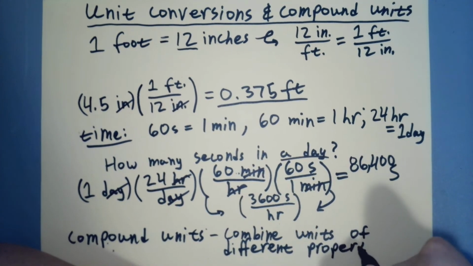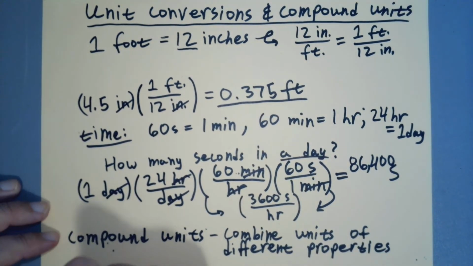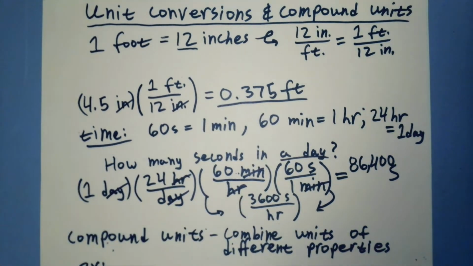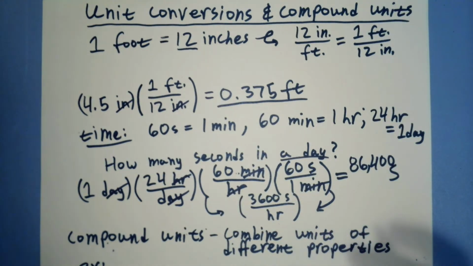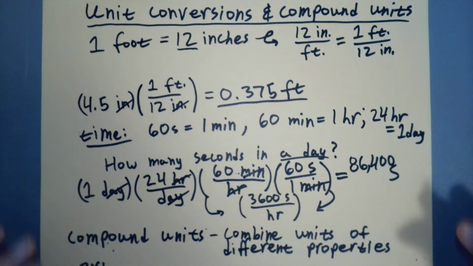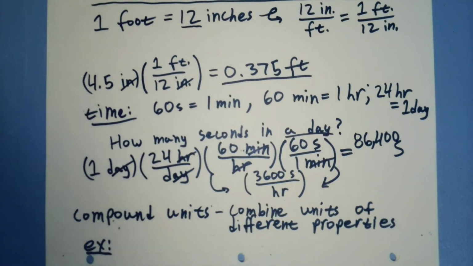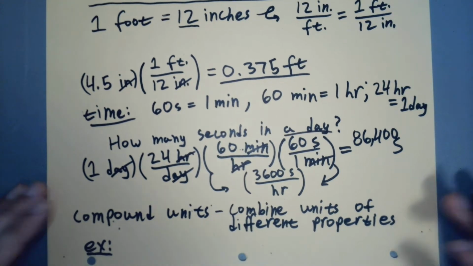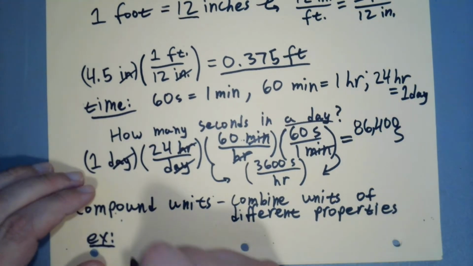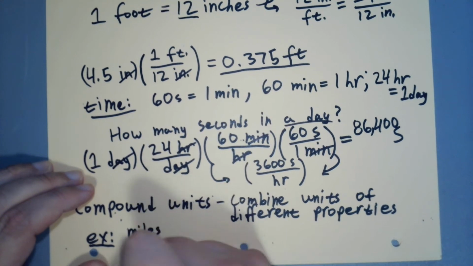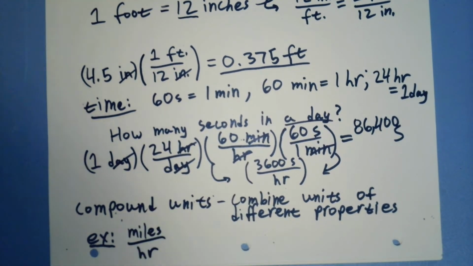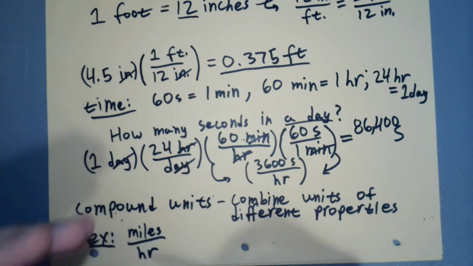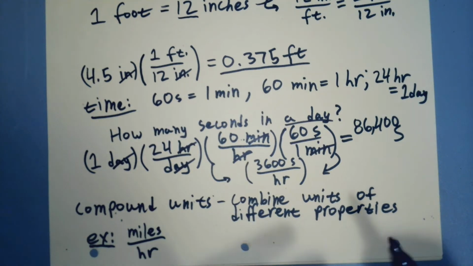So you've all dealt with compound units in your life at some time or another. I guarantee it. So, for example, when you're in your car and you're driving and you want to know how fast you're going, your speedometer is going to tell you your speed with a compound unit. You're going to have miles per hour. And so this is a unit of distance and this is a unit of time. So we are mixing different properties like distance and time, or length and time.